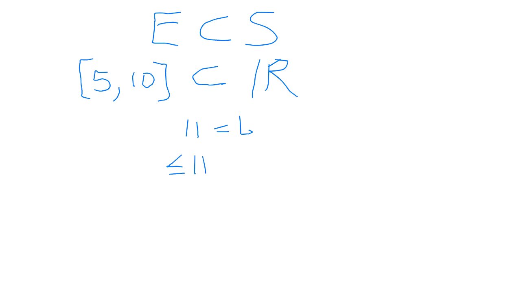Remember, x is all the elements in here, X is in the 5 to 10. If there exists a B, which is 11, such that every number in that set 5 to 10 is less than or equal to 11, then we say that the set 5 to 10 is bounded above, because all elements in that set are less than the 11 that came from the real numbers. That's what part A is saying.